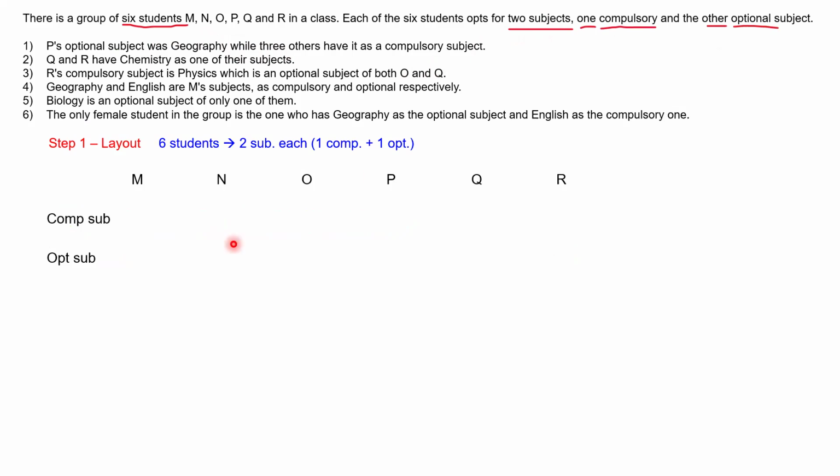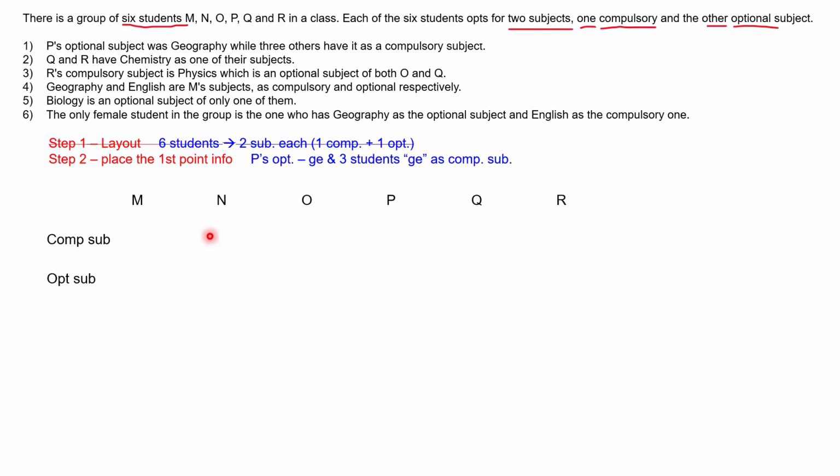So first let us draw the layout as follows. Six students will be there, and one compulsory and one optional subject for each student. Now let's come to the instructions one by one.